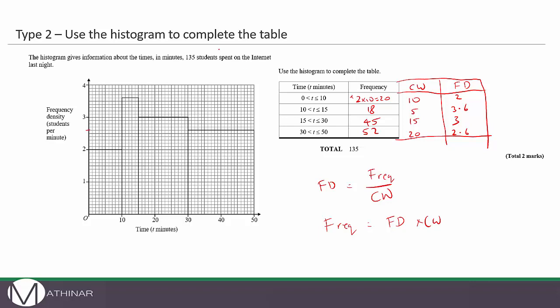And then sometimes it tells you the total number of students, like here, 135 students. We need to make sure that our frequencies add up to 135. So 18 add 52 is 70. Add 20 is 90. Add 45 is 135. So it works. So I know that that's most likely going to be correct. So that's how you use a histogram to complete a table, type 2.